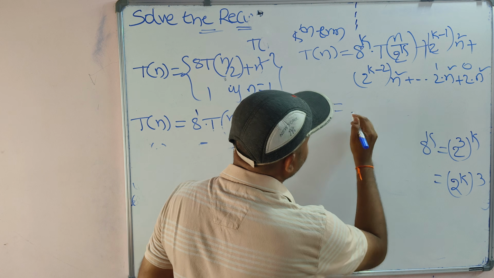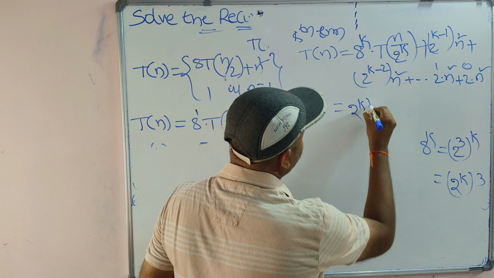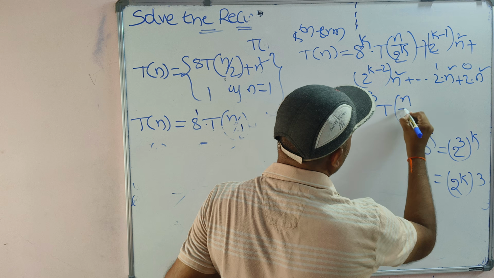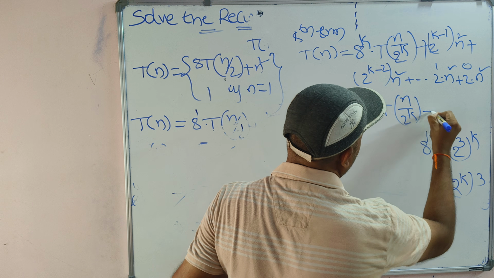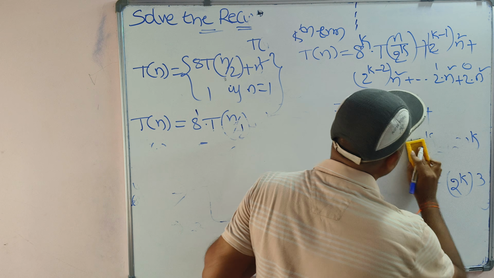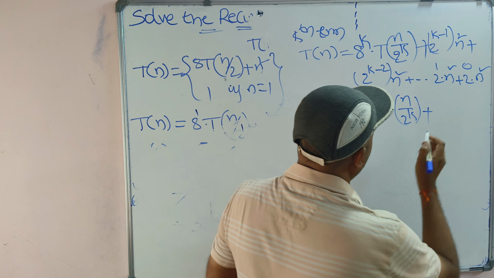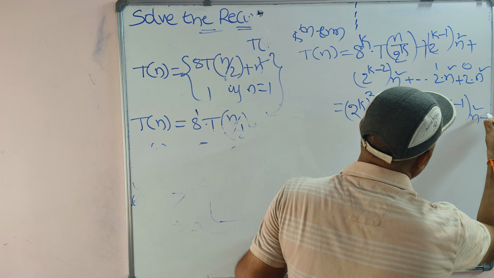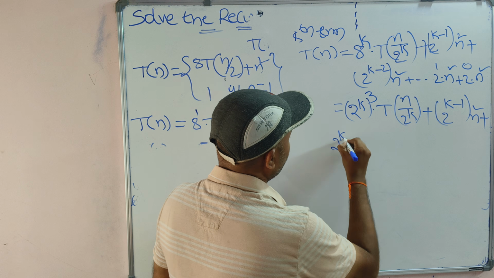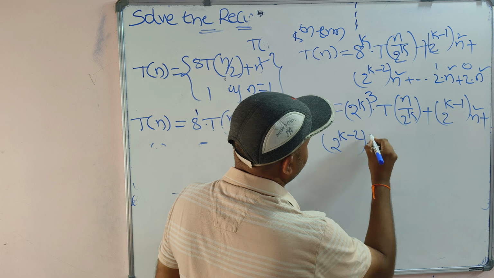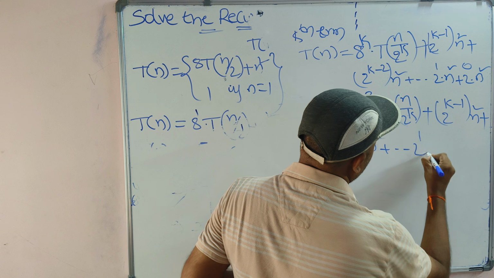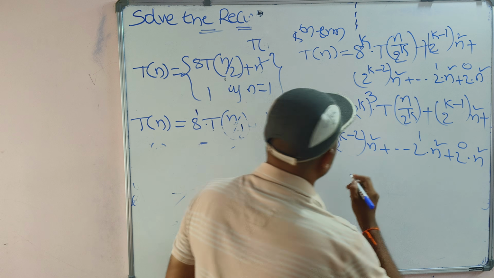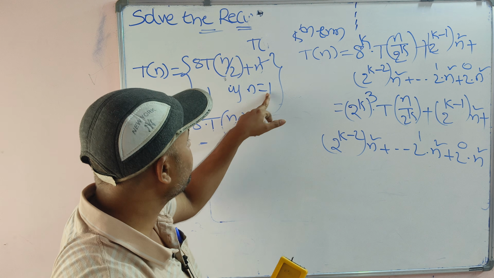8 power k means we can write it as 2 power k whole cube into T of n by 2 power k plus 2 power k minus 1 into n square plus 2 power k minus 2 into n square plus so on, 2 power 1 into n square plus 2 power 0 into n square. Okay. Here we have T of 1 formula.